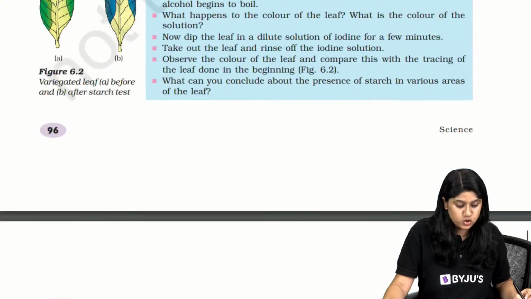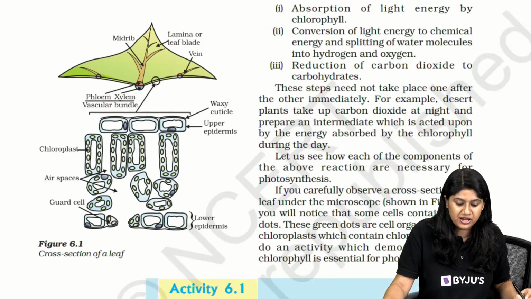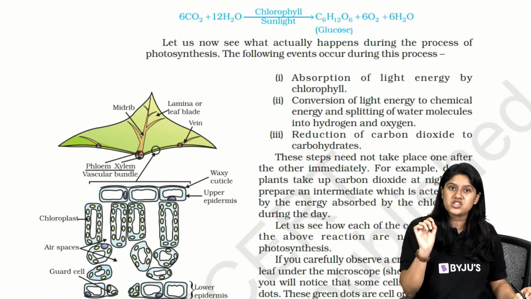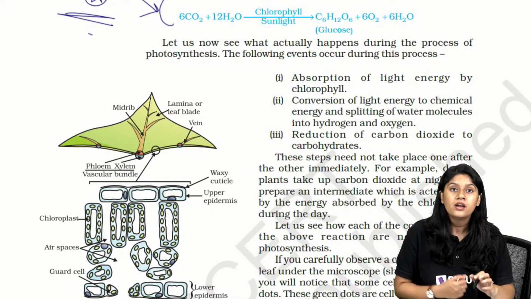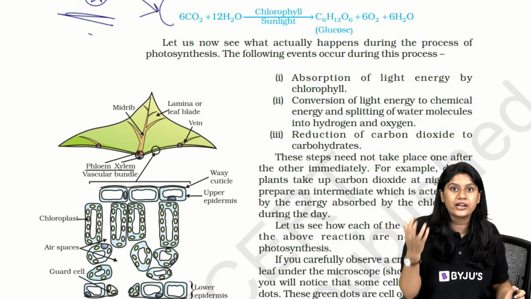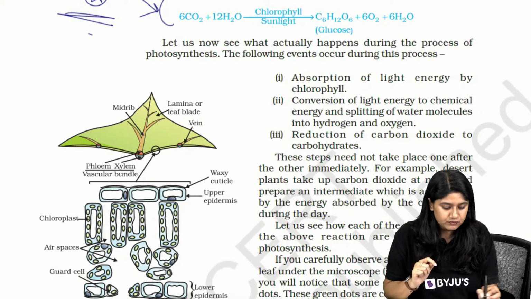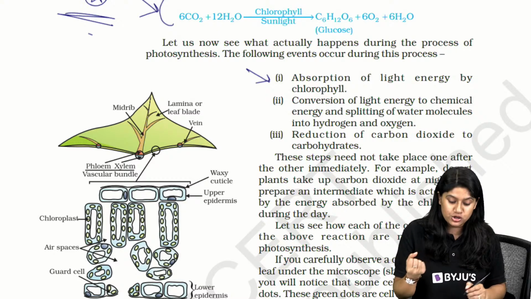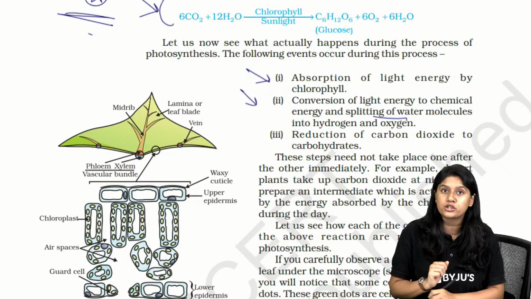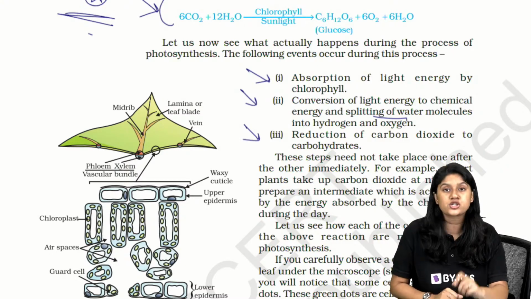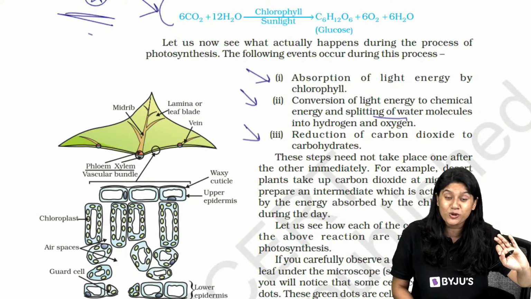Everyone, now this page is super important. Page number 96. It has so many important things, so please make sure you stay with me. Now what this page has, first of all, is the reaction, which is important. A question can be asked in the examination directly: write the 3 steps of photosynthesis. Here we have absorption of light energy by the chlorophyll, then conversion of light energy to chemical energy and splitting of the water molecule into hydrogen and oxygen, and reduction of carbon dioxide to carbohydrates. Simple 3 easy steps. Please make sure you remember all of these.